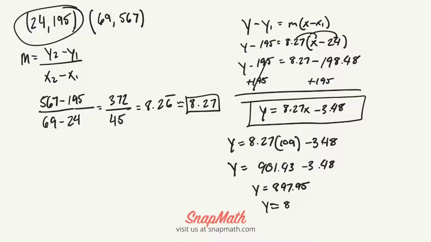about 897. So the reason why we're going to round down is because you can't have 0.95 of a person. But it could be, just depending on what the teacher wants, it could be 897 or 898.